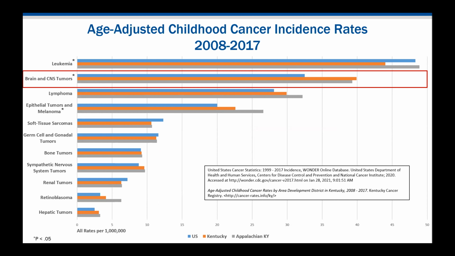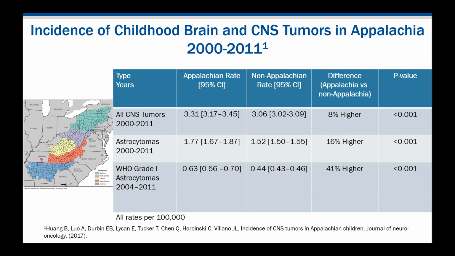Now, for a couple of the sites, the rates were significantly higher for leukemias and epithelial tumors, but in particular the brain and central nervous system tumors. This has been consistent when we've looked across different time periods. The rates in Kentucky overall and in the Appalachian region in particular tend to be significantly higher than the U.S. rates overall. And so this led us to take a deeper look.